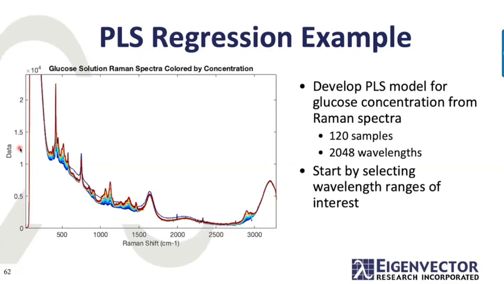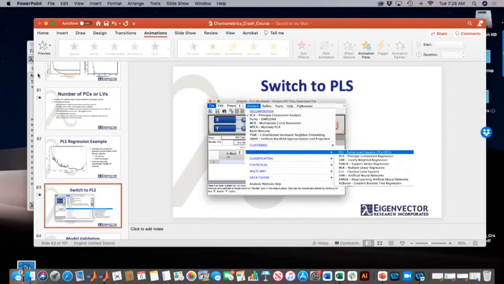So let's do a little regression example here on our glucose data. We're going to develop a PLS model on the glucose concentration from this Raman spectra. Again, we've got 120 samples and 2,048 wavelengths, and I'm actually not going to start by selecting the wavelengths of interest. Let's do it quickly without that. Here I'm going to stop my presentation. I'll show you how to switch to PLS if you didn't already know. You'll see that when I start it.